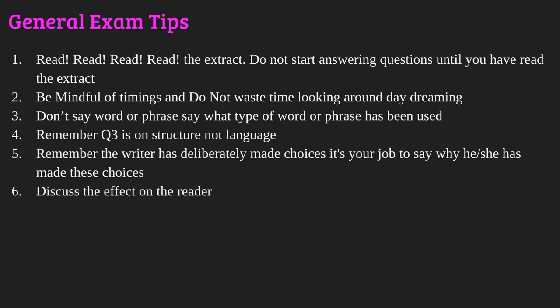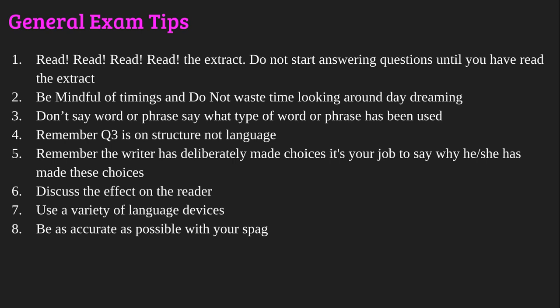Number 6, always link back to discussing the effect on the reader, because that links to number 5 quite well, about why the writer has decided to do that, what he wants you to feel as a reader. For Section B, then, for number 7 here, which is Section B, question 5, use a variety of language devices. Don't just use similes throughout. If that's a device you'd like to use, mix it up with metaphors and personification, pathetic fallacy. Be as accurate as possible with your SPaG. Again, variety is important, but make sure you're using it correctly.